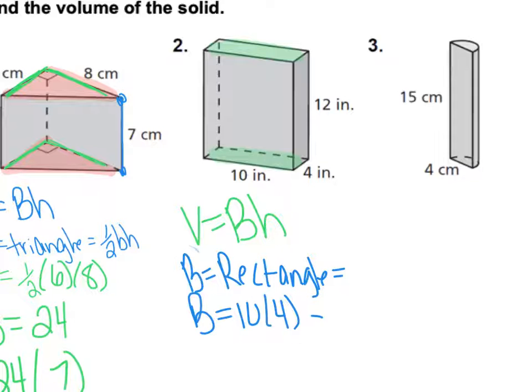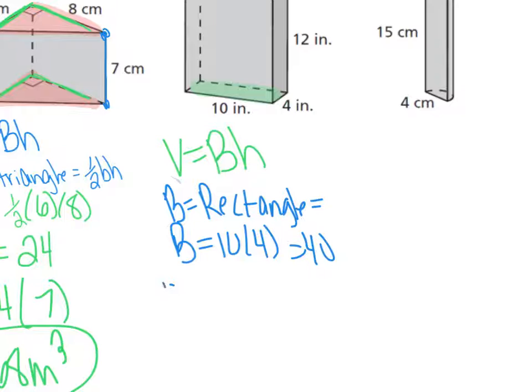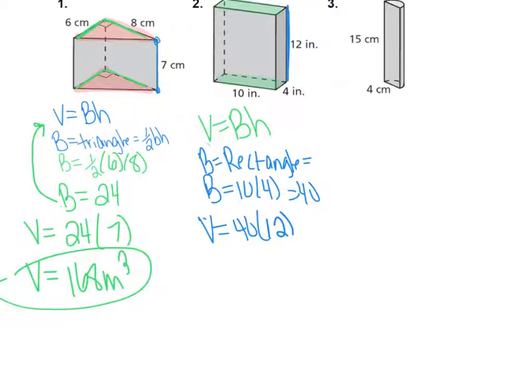or 40. And then we'd have our volume is our area of our base, which is 40, times our height, which is the distance between our bases, which is 12. So 40 times 12 is 480, what are we in? Inches cubed.